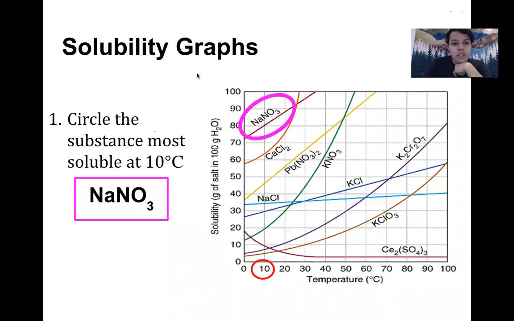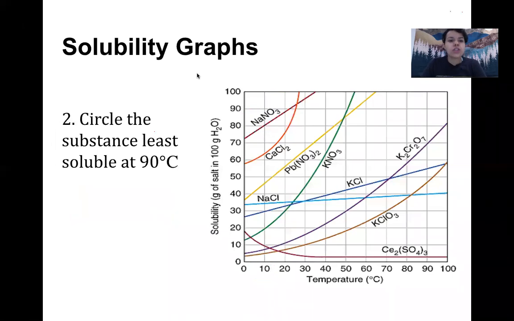Okay, moving to the next question. Circle the substance least soluble at 90 degrees Celsius. So now we have to go to 90 degrees. Where are you at? 90, right here. Least soluble, so it's the one lower, closest to the bottom, right? Which is my cesium sulfate. Y'all are like, cesium?